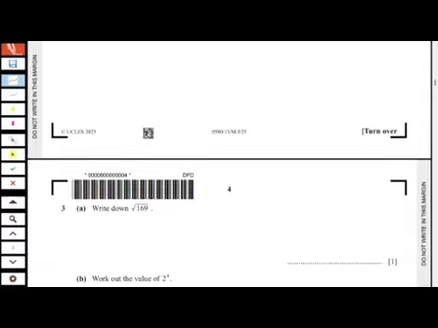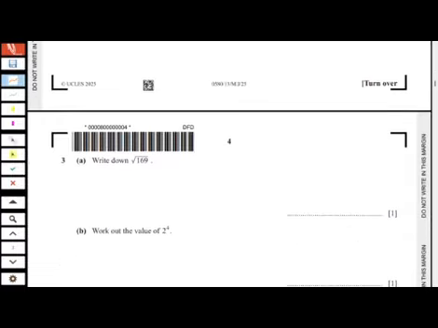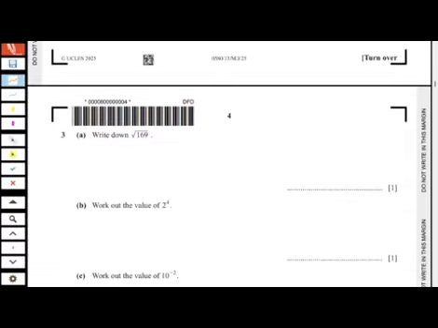Question number 3. Write down the square root of 169. So we have to simplify it. We can write it as the square root of 169, that is equal to 13. 13 thirteens are 169, so we can write it as 13 squared. The square will cancel with the square root, so we have 13. So the answer is 13.